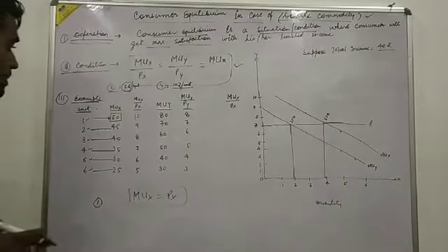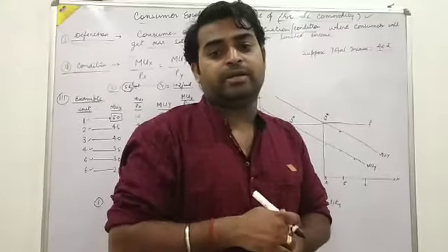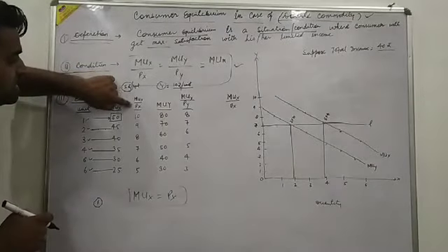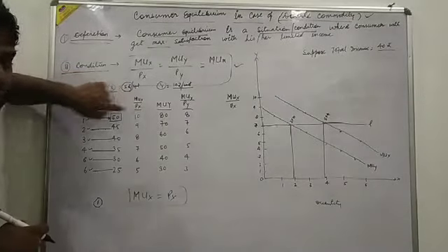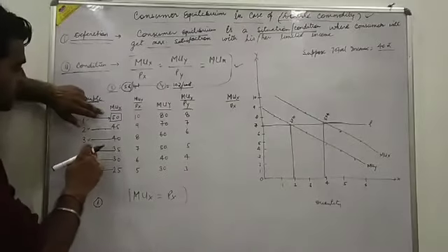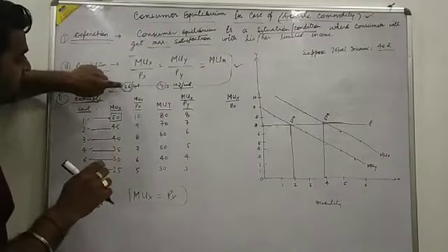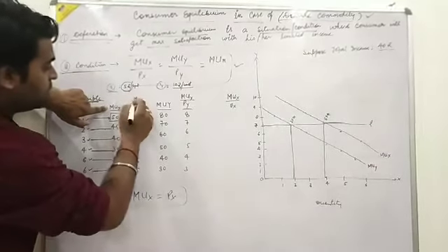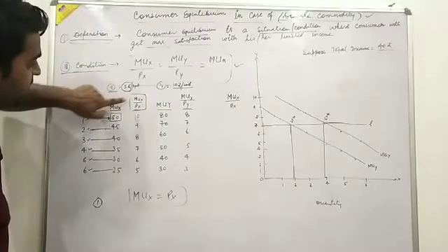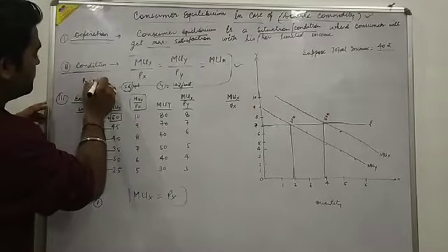Okay, we will calculate the per unit marginal utility. Per unit means MUX by PX, marginal utility of X divided by PX. That means we will divide marginal utility by the rupee price. So by definition we will do this: MUX by PX, where the price of the commodity is 5 rupees.